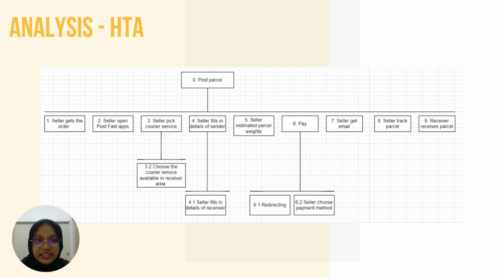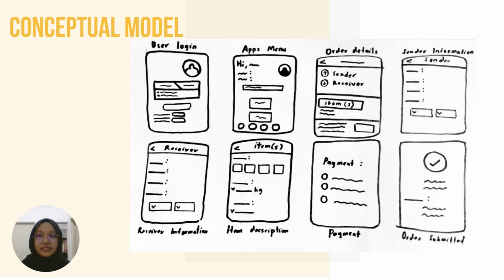Eight, seller can track parcel. And nine, receiver will receive the parcel. As we can see, this is our conceptual model that we already discussed before we designed our app. So here we have user login, apps menu, order details, sender and receiver information, items, payment, and order submitted.